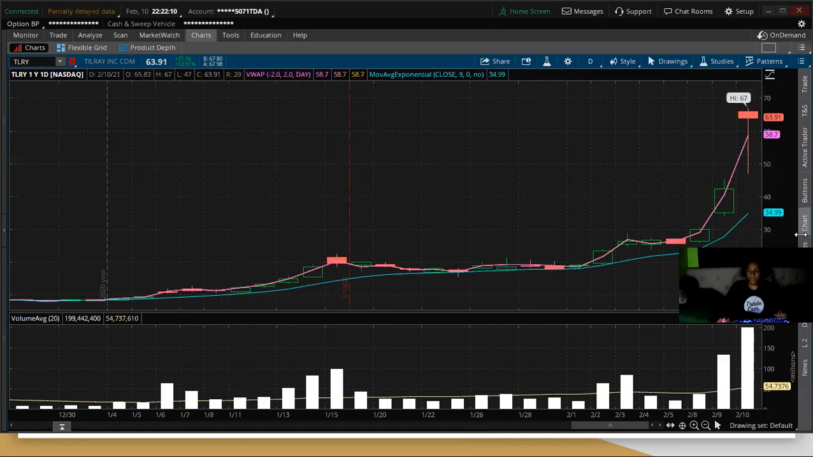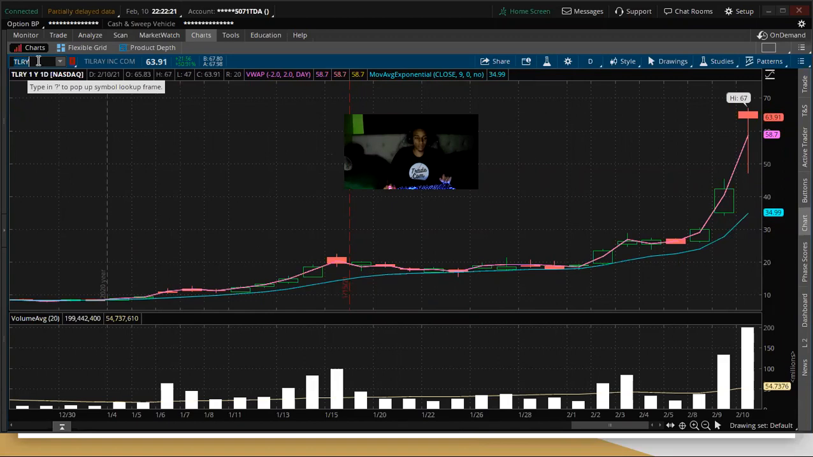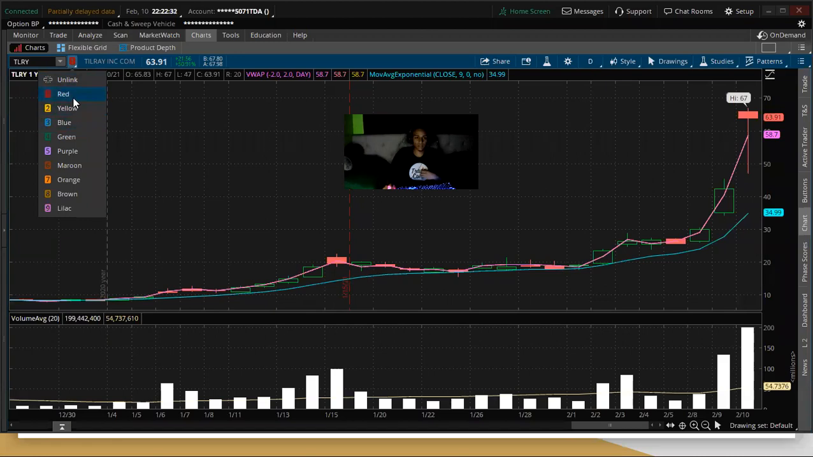Before I get into the grid, let me explain what every single part of this chart means. Over here you have your ticker, so whatever you want to put, Apple, Tilray, Facebook, SPY, whatever, you type that in over here and click enter, and it pulls it up. If you want to link these charts together, you use this piece over here. I'll tell you about linking a bit later. It's not too important right now.